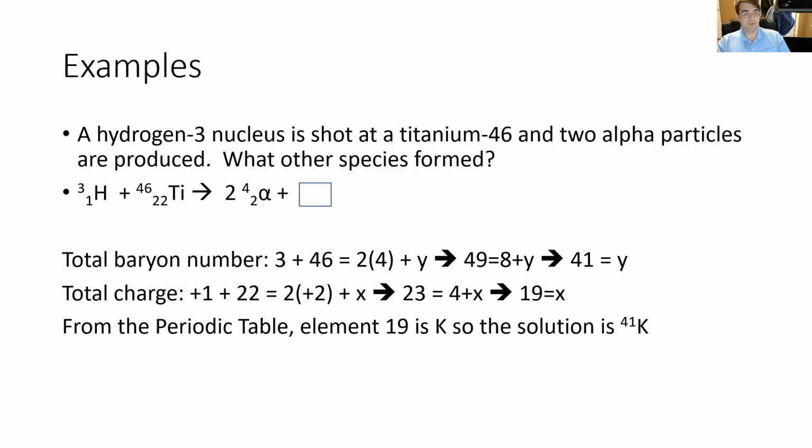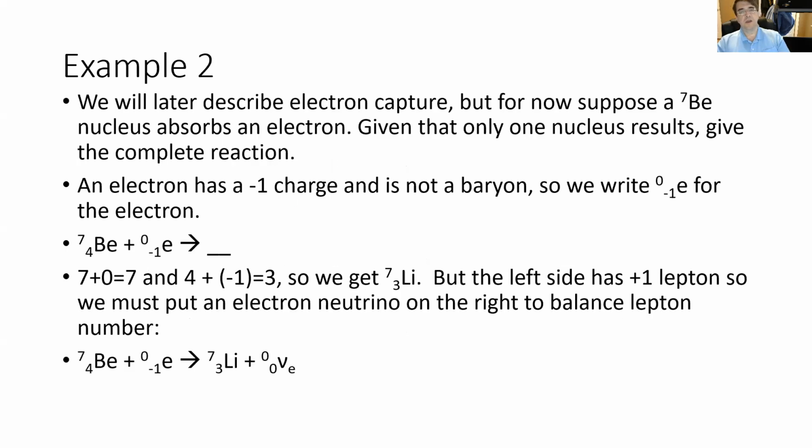The final thing on this one, notice there weren't any leptons involved. There were no electrons produced or emitted. There were no beta particles. There were no positrons. There was none of that stuff. So if you don't have any leptons on the left, you don't have any on the right. You don't have to worry about it. We'll look at what electron capture is a little bit later.